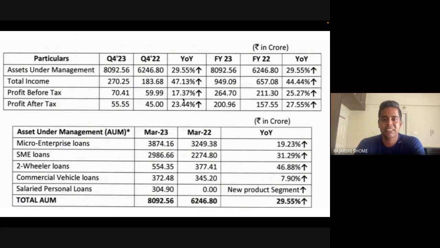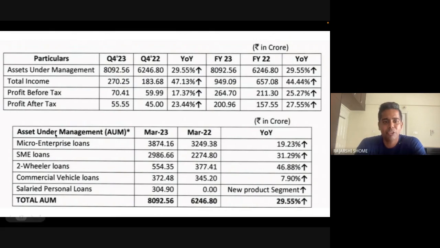So profit after tax growth is lower than your AUM growth. Meaning, unlike Arman, MSE Financials don't have operating leverage, right? So with operating leverage, your PAT growth should have been higher than your AUM growth or your total income growth, is what I am trying to say.